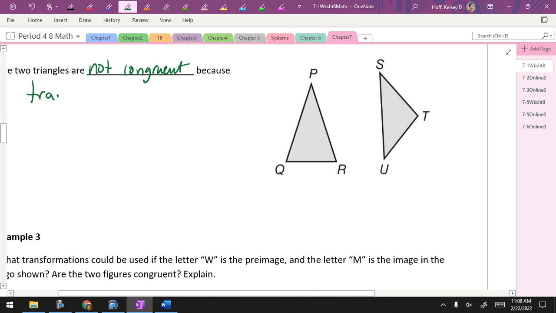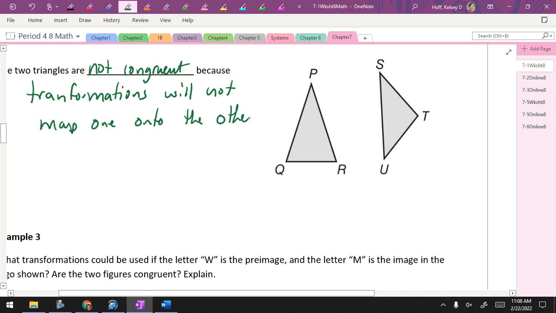Because transformations will not map one onto the other. The whole purpose of congruence and not congruent is whether those transformations map one onto the other.